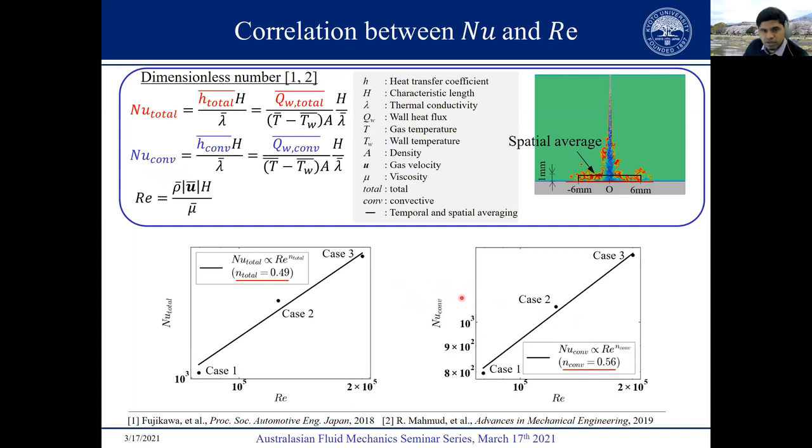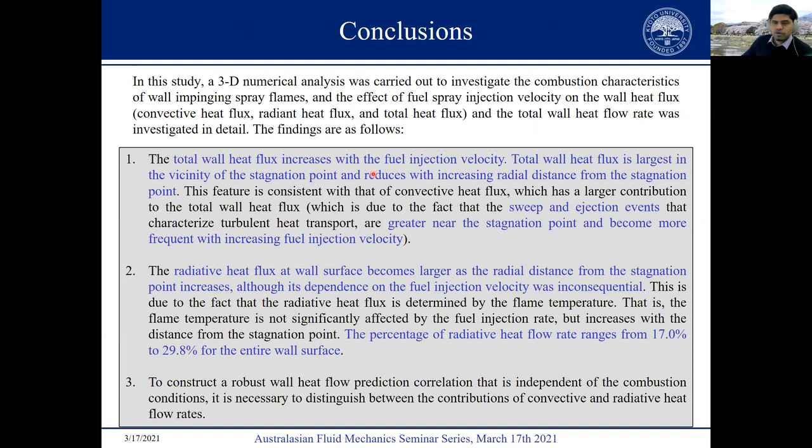because in this study we actually found that the radiative heat flow rate accounts for roughly 18 to 30% of the total heat flow rate. So under such conditions, you have to be very careful as to how you are defining this Nusselt number and how you are formulating these kinds of correlations, because it will have a big effect on that correlation. Okay, so these are the conclusions for today's study, but this is not the end of the talk yet.